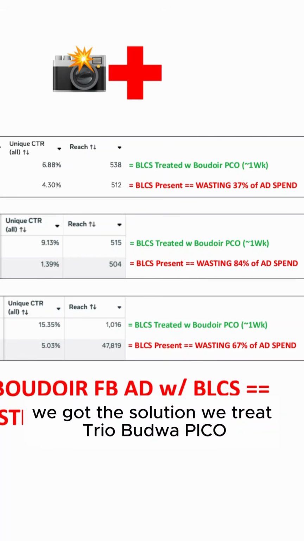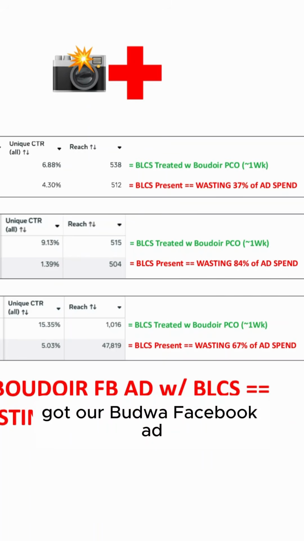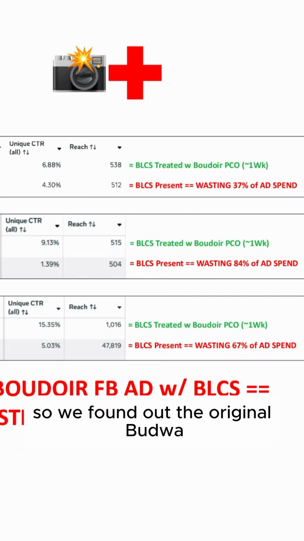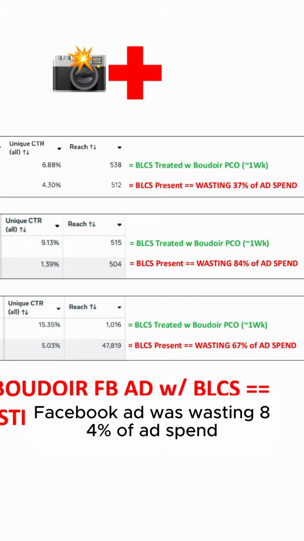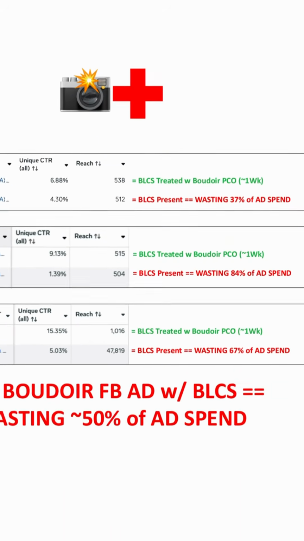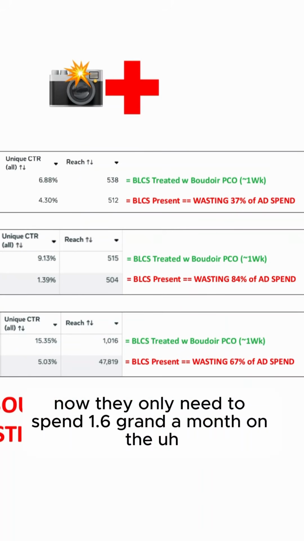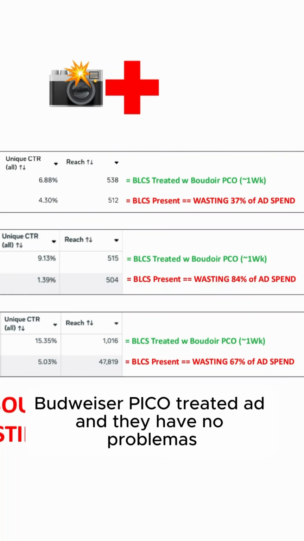We got the solution. We treat with Boudoir Pico, got our Boudoir Facebook ad unique CTRL up to 9.13% after about a week of treatment. So we found out the original Boudoir Facebook ad was wasting 84% of ad spend. So if they're spending 10 grand a month on the original Boudoir Facebook ad, now they only need to spend 1.6 grand a month on the Boudoir Pico treated ad, and they have no problemos.